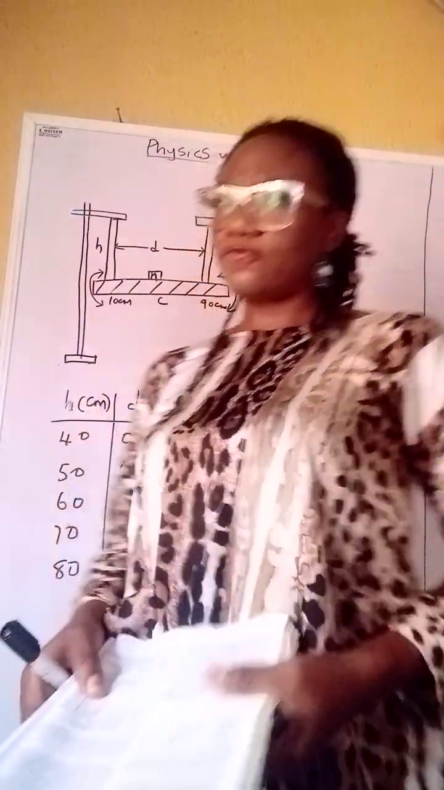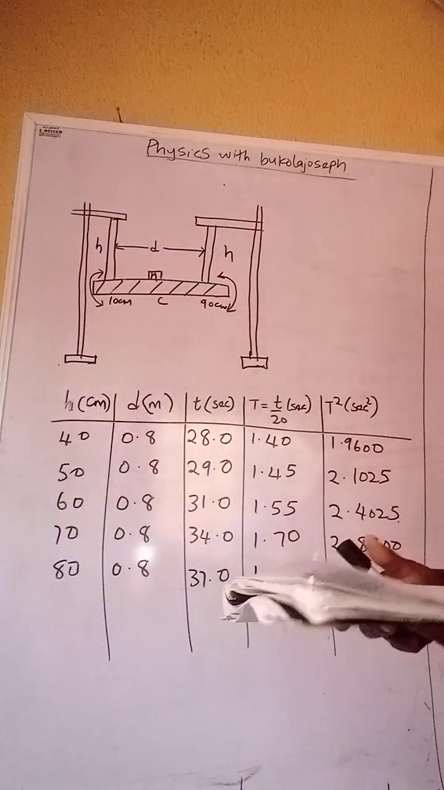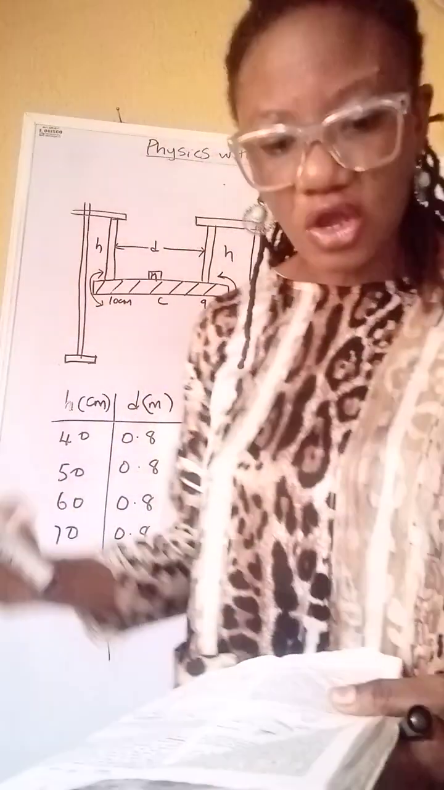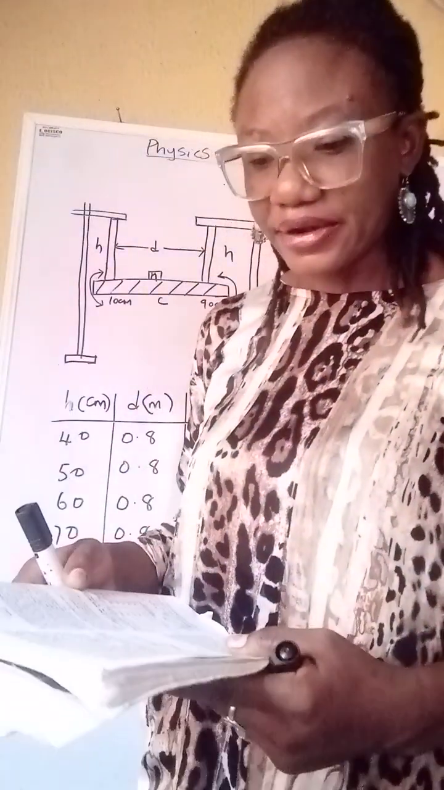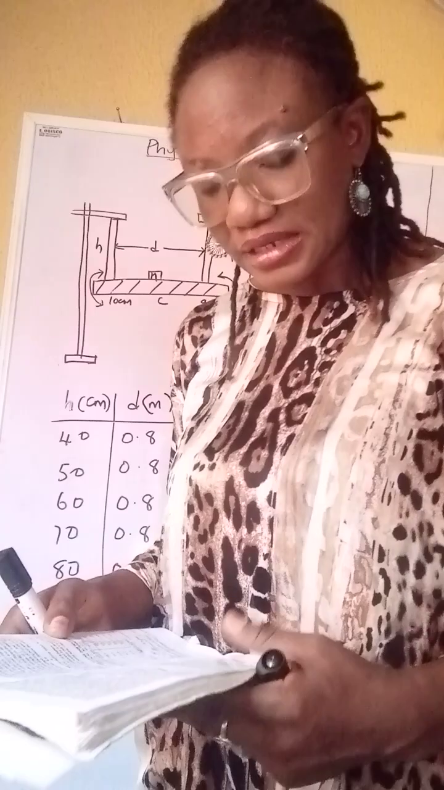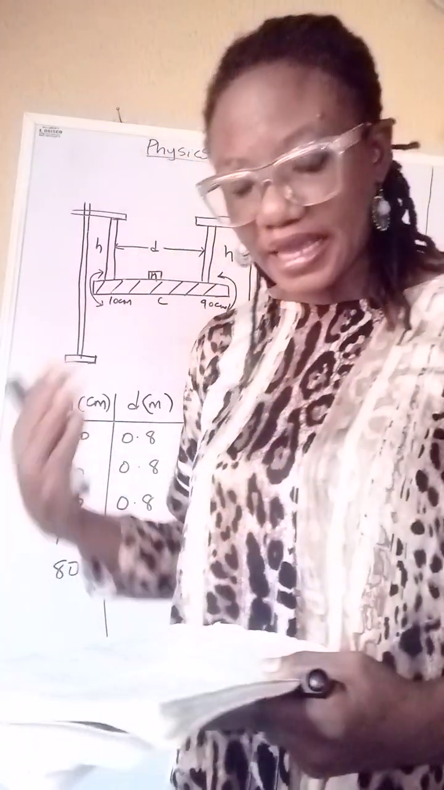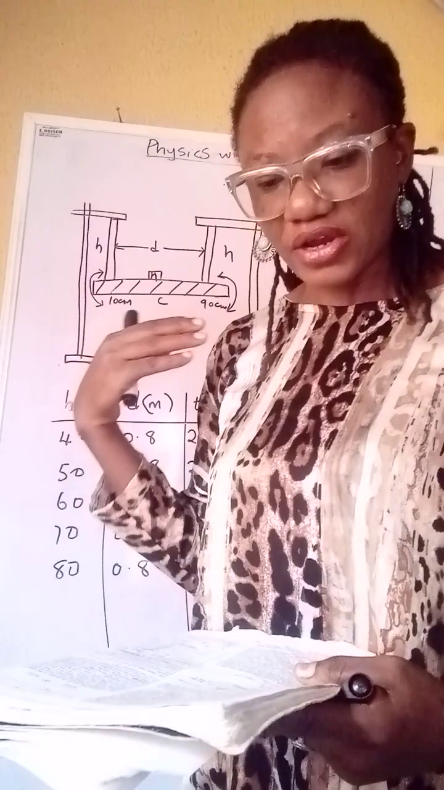So we are going to be continuing from where we stopped. Let's check out the next instruction. It says plot a graph of t squared on the vertical axis and h on the horizontal axis. Determine the slope s of the graph. Evaluate k is equal to s over q.